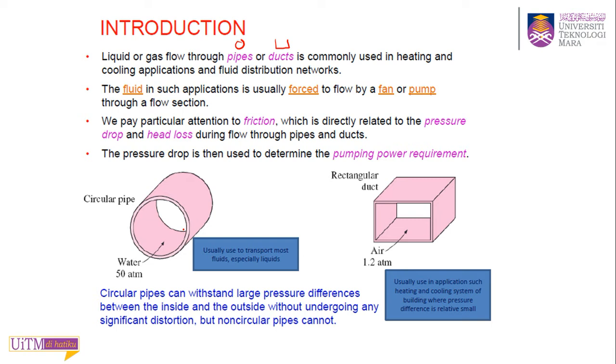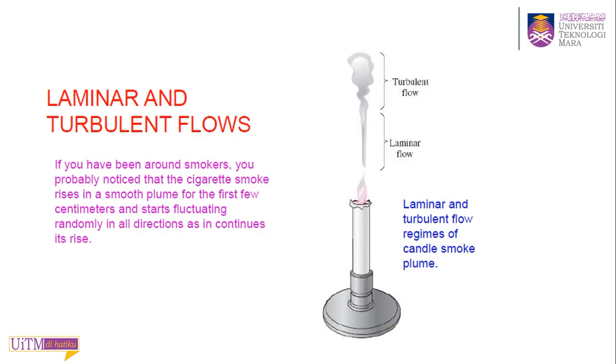Normally this is the circular pipe we commonly use in our real life, because a circular pipe can withstand a larger pressure difference compared to a rectangular duct. The rectangular duct is normally used in lower pressure applications, because it cannot withstand a large pressure difference. That's why we always see industry use circular pipes in oil refineries or whatever. Okay, so that's the introduction.